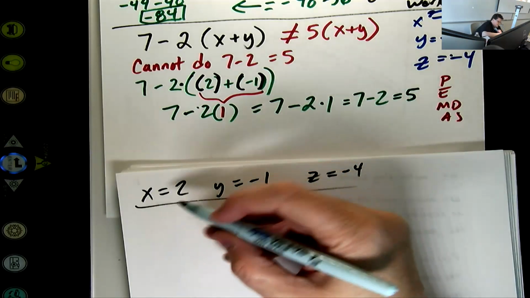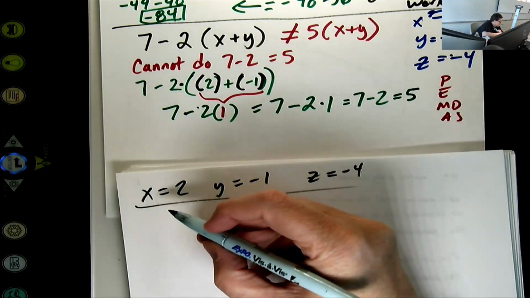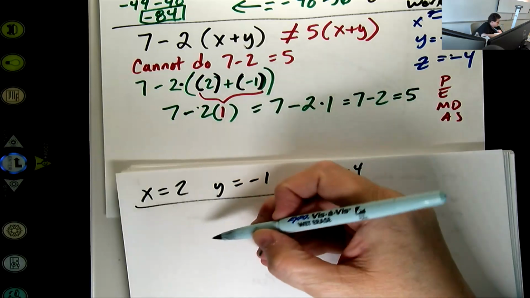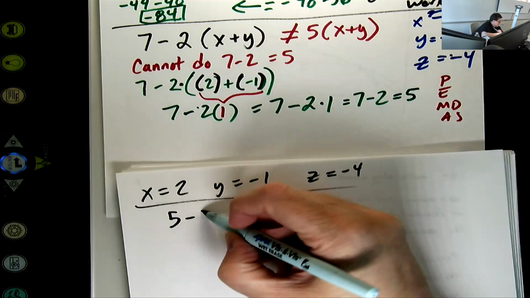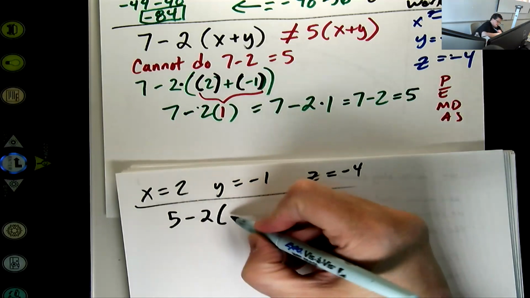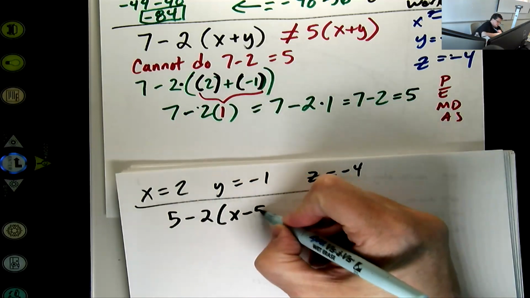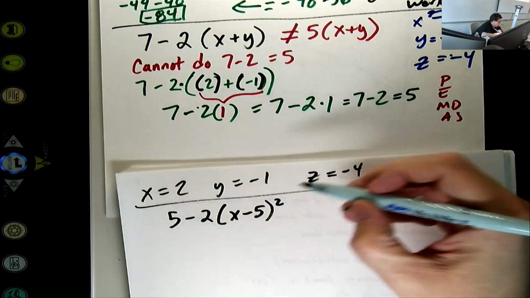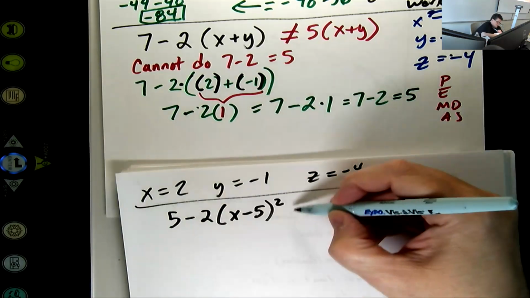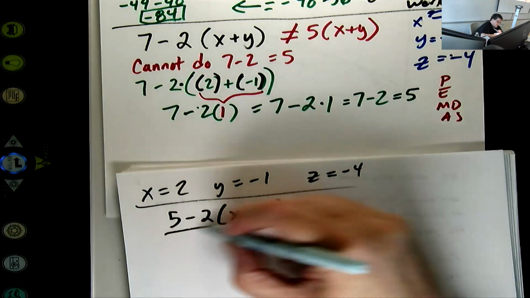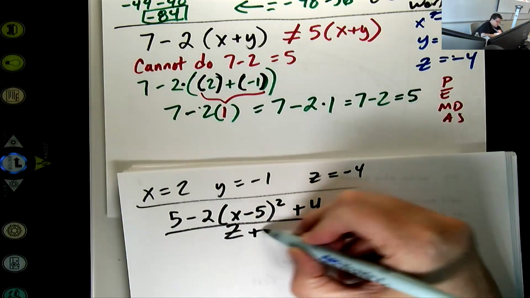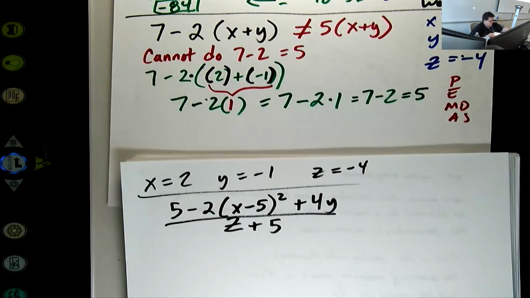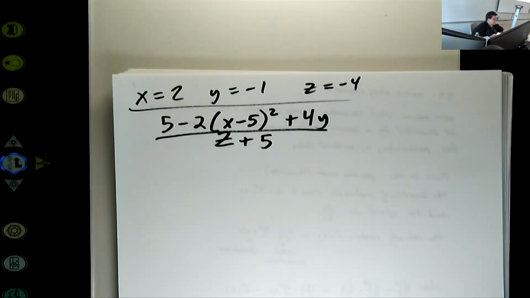Let's do 5 minus 2 times x minus 5 squared all over, oh no, let's add some too. Let's add 4y. And then we're gonna put it all over z plus 5. Is that z equals -4? Yes. That is z equals -4, correct.